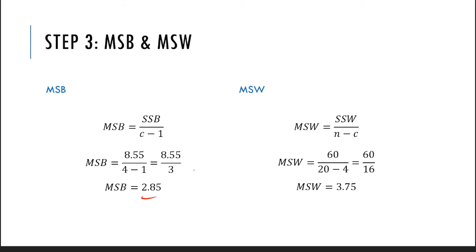Similar naman halos dito sa MSW. You just need to get your SSW kanina, which is equal to 60. Then, we have an N that is yung lahat-lahatan, which is equal to 20. Tapos, meron tayong groups na 4. Kaya nakuha natin itong 60 over 20 minus 4, which is equal to this. 60 over 16, kaya meron tayong 3.75. Okay?